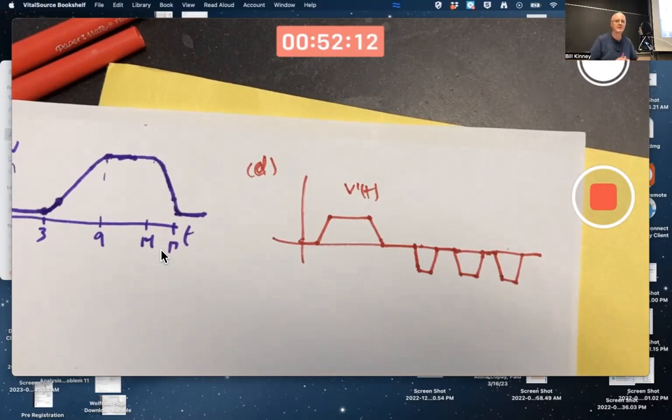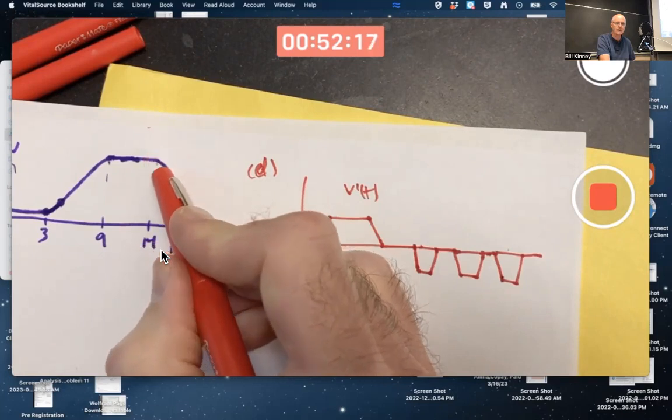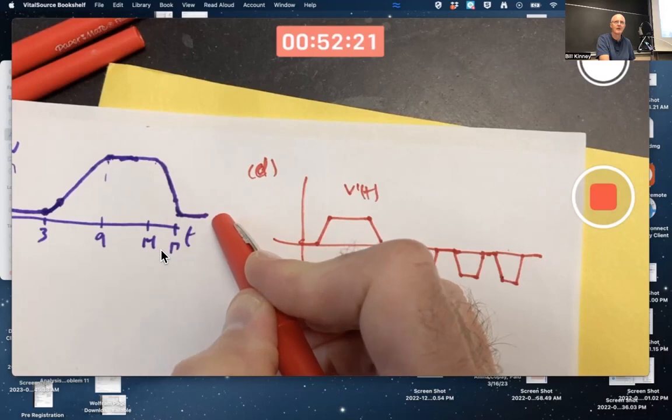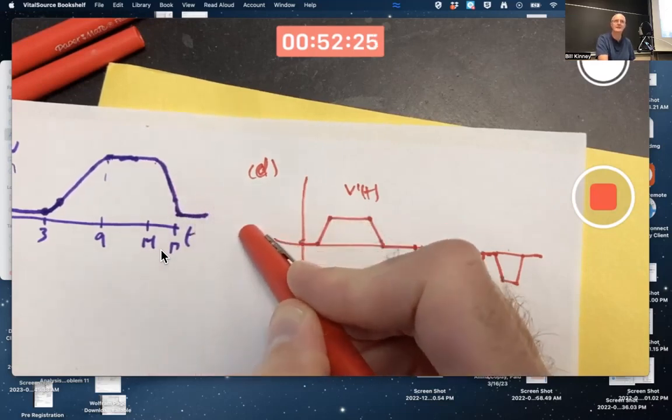And you could try to draw a V as well. The downward part would go like this. It would go down and then stay constant, then go down, then stay constant, then go down, then stay constant.